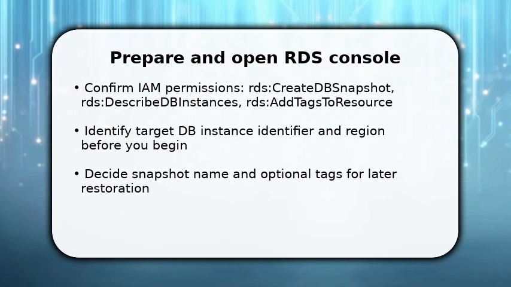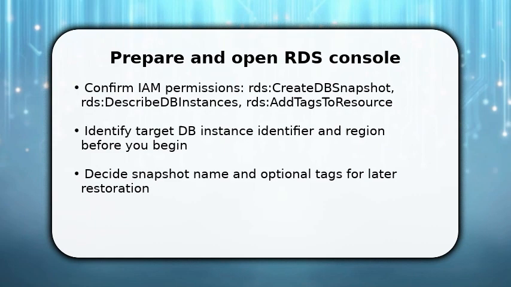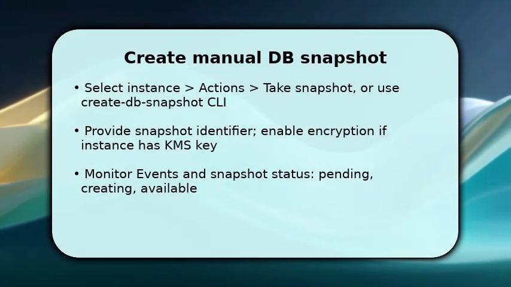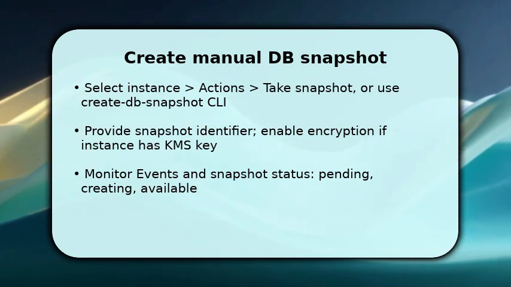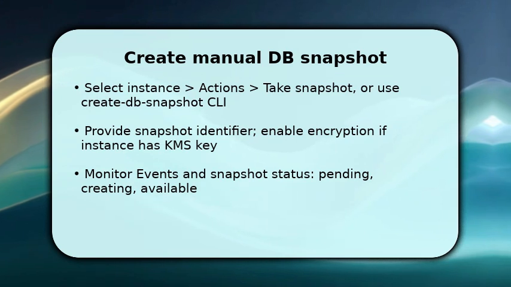Select the instance to snapshot rather than configuring backups or retention. We'll create the manual image immediately. You'll take the snapshot now. Click Actions and choose Take Snapshot, or run aws rds create-db-snapshot with the instance identifier and snapshot ID.